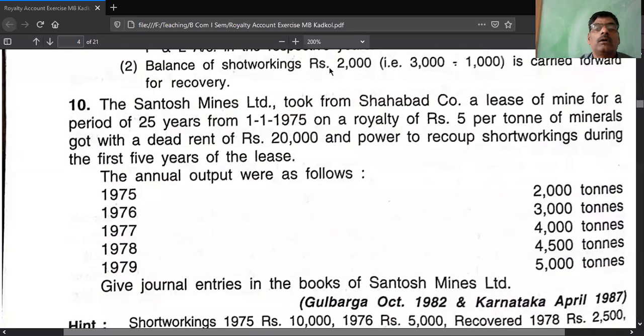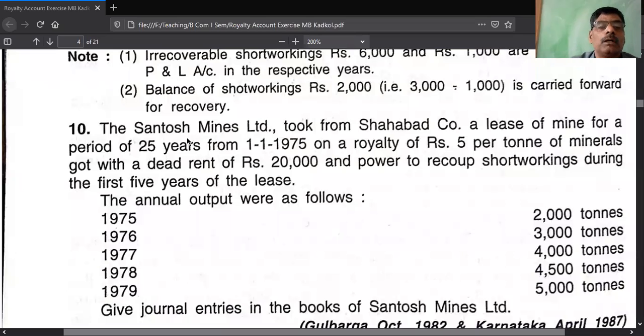Then example number 10, Santosh Mines. Santosh Mines Limited took a lease from Shabad company. So Santosh Mines is the lessee and Shabad company is the lessor. The agreement is for 25 years. Rate of royalty 5 rupees per ton. Dead rent means minimum rent. Rate 5 rupees, minimum rent 20,000.